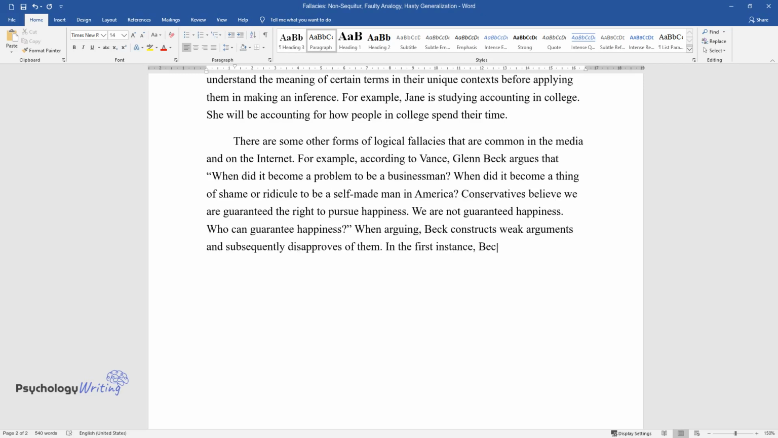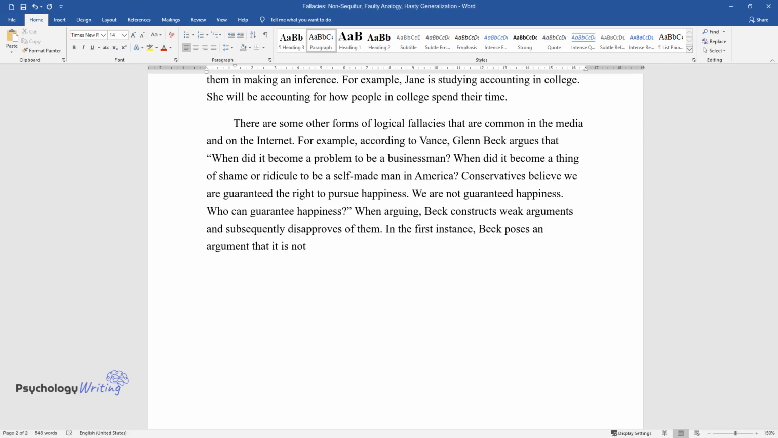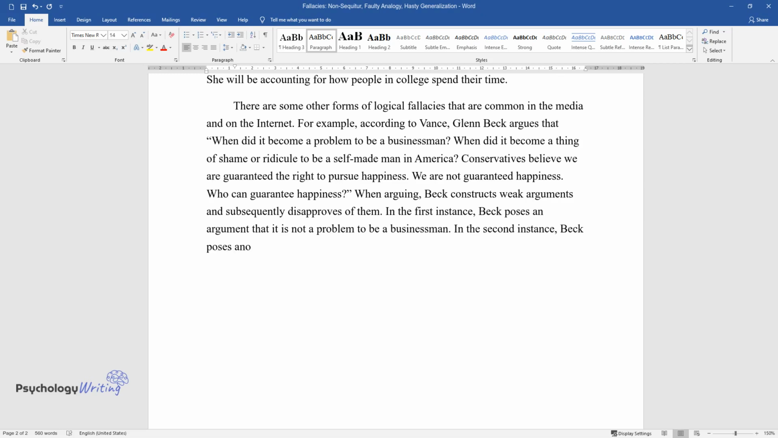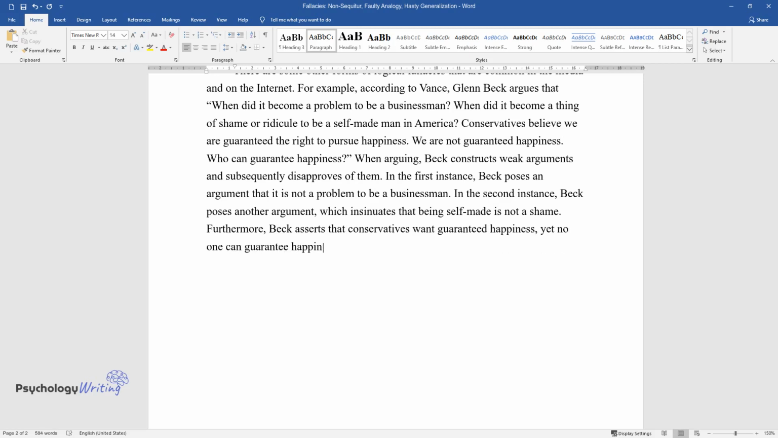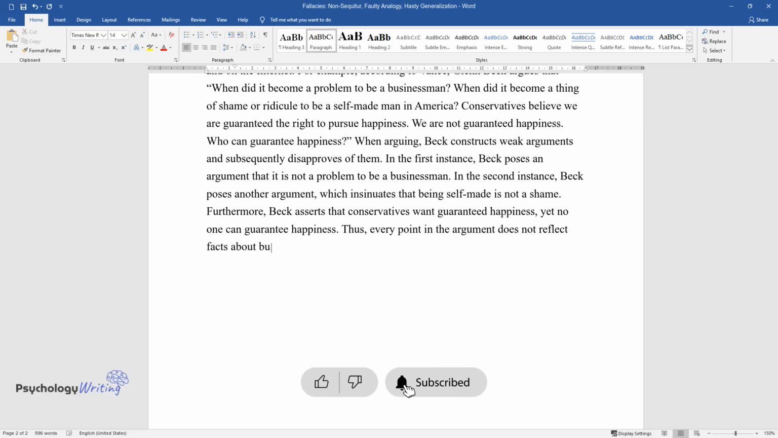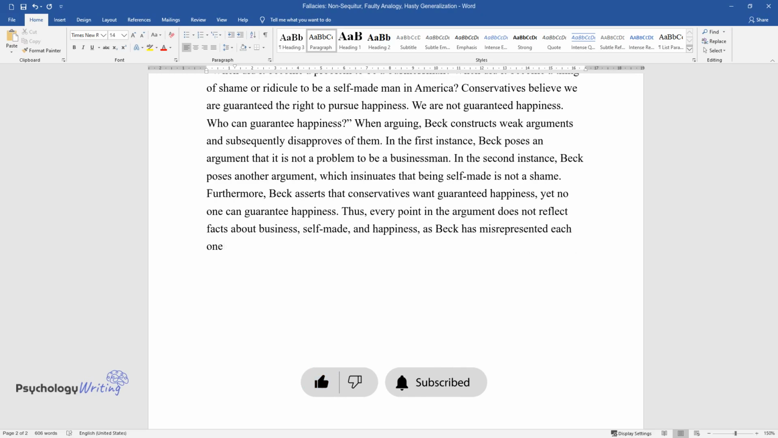In the first instance, Beck poses an argument that it is not a problem to be a businessman. In the second instance, Beck poses another argument, which insinuates that being self-made is not a shame. Furthermore, Beck asserts that conservatives want guaranteed happiness, yet no one can guarantee happiness. Thus, every point in the argument does not reflect facts about business, self-made, and happiness, as Beck has misrepresented each one of them.